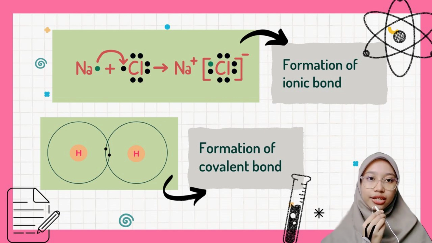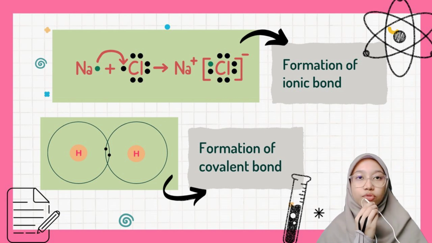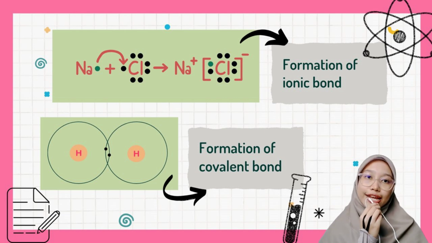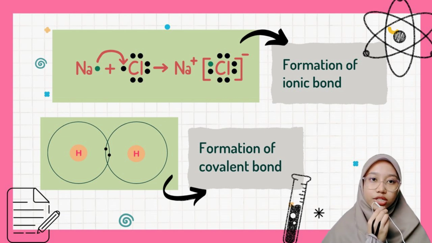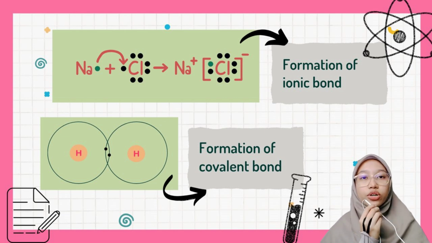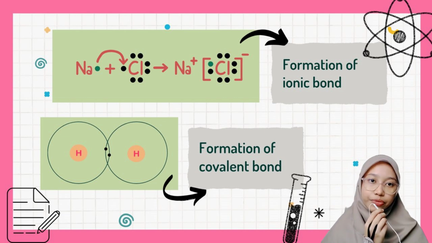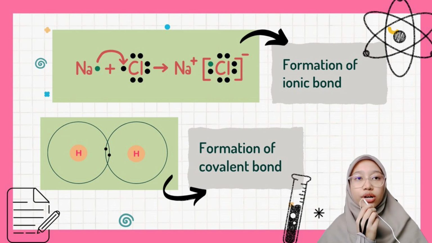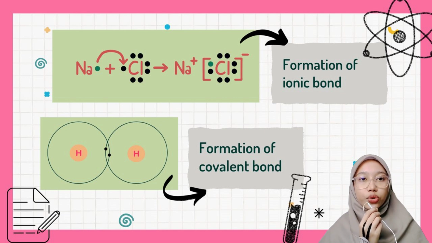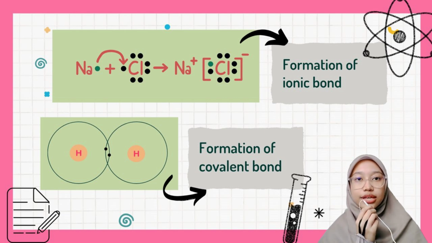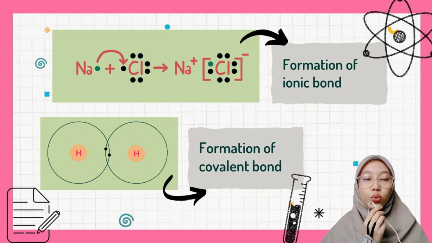As you can see in this slide, we have two pictures. For picture 1, you can see that an electron is transferred to another atom. This formation, we call it an ionic bond. For the second picture, you can see that a hydrogen atom is sharing with another hydrogen atom, and we call this the formation of a covalent bond. So I will just make it simple. An ionic bond involves the transfer of electrons. Meanwhile, a covalent bond involves the sharing of electrons with the same elements.